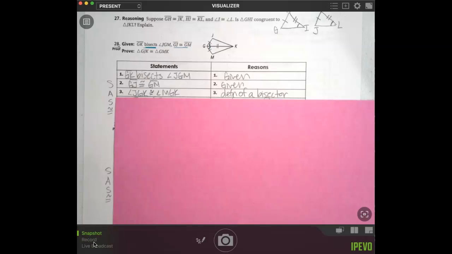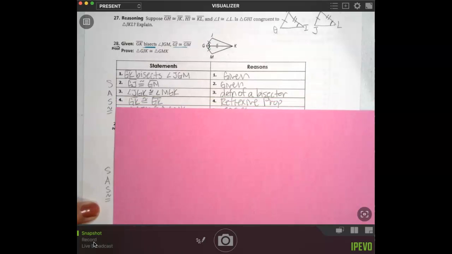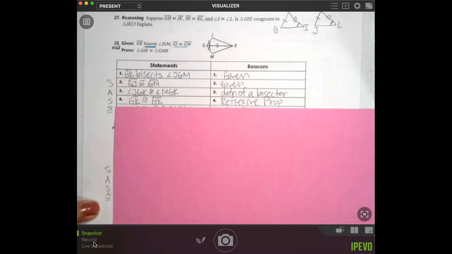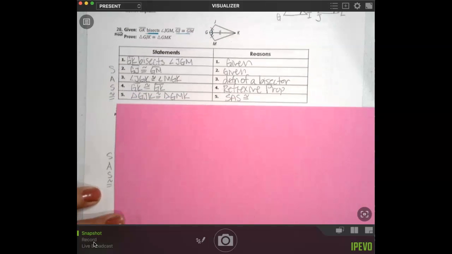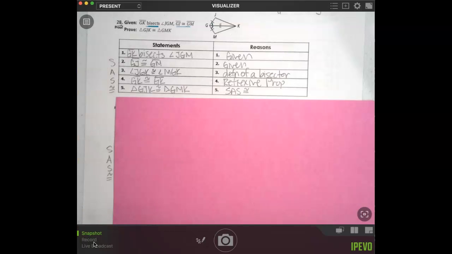It's on the top triangle, bottom triangle. If you picture pulling them apart, same segment, right? So that same segment we can use as reflexive. Last step, triangles are congruent by side angle side.